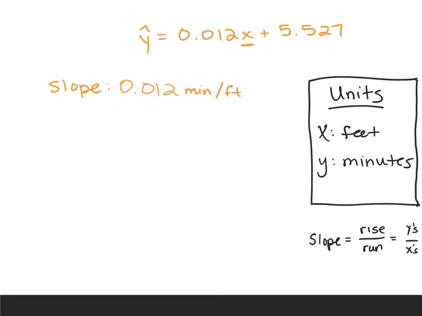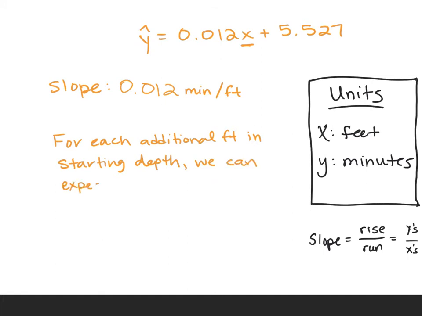And so to interpret that with words, with a sentence, we would say that for each additional foot in starting depth, because that's what our x value is, so for each increase that we do, each additional foot that we go as our starting depth, we can expect about 0.012 of a minute additional time to drill 5 feet.